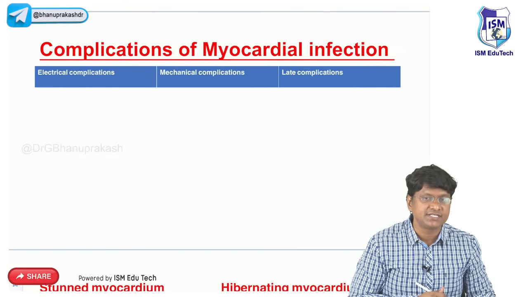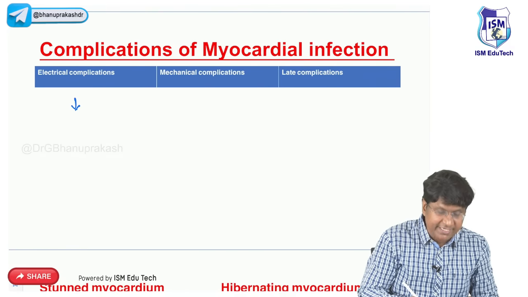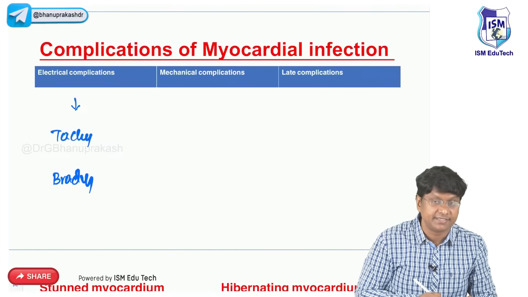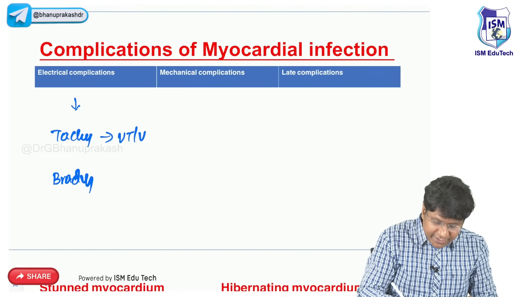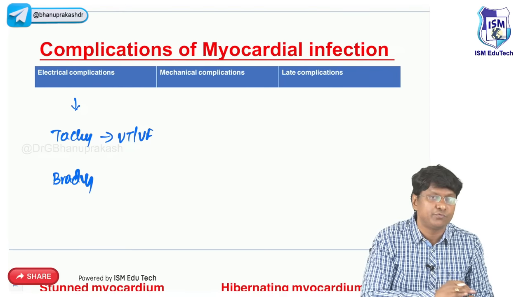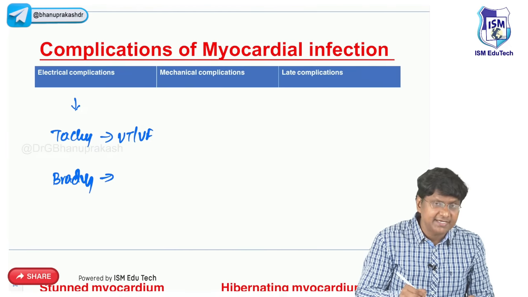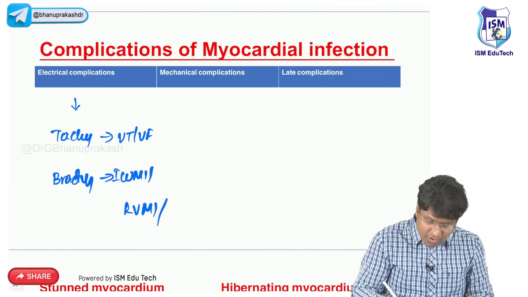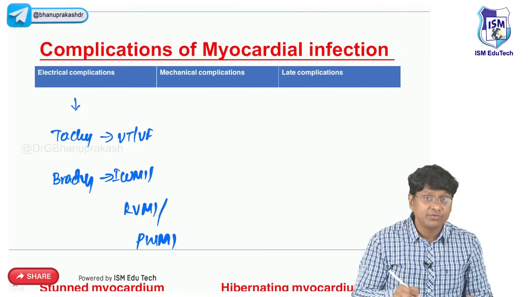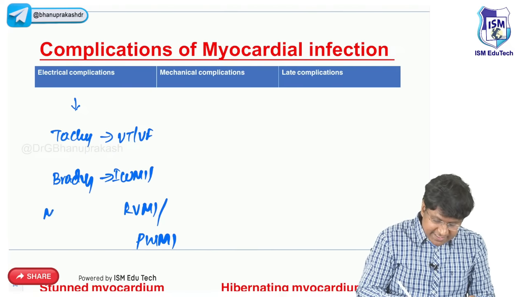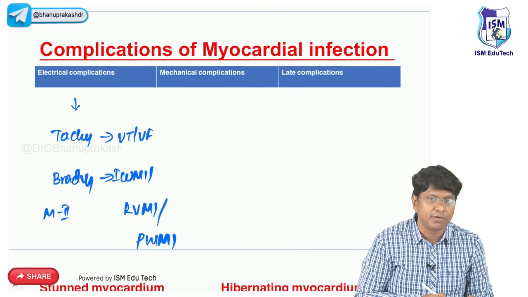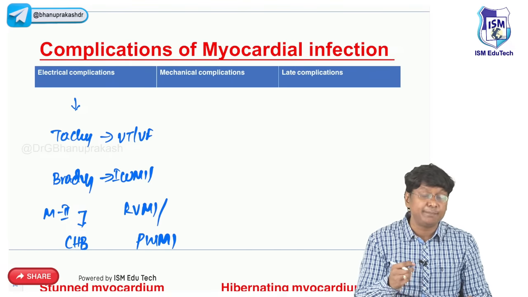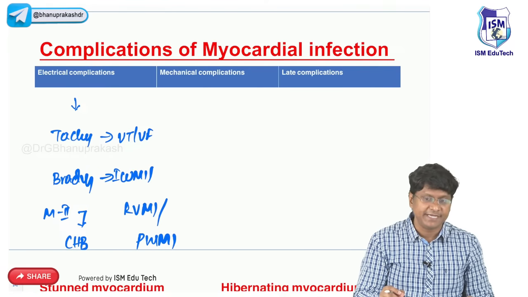Then what are the complications in myocardial infarction? The electrical complications: either there can be tachyarrhythmias or there can be development of bradyarrhythmias. Tachyarrhythmias include VT or VF, which are very common within 24 to 48 hours of development of MI. And bradyarrhythmias are very common in patients with inferior wall MI, right ventricular MI or posterior wall MI. These bradyarrhythmias include Mobitz type 2 AV block, which is the most common form of bradyarrhythmia. And this can progress to complete heart block, where they require temporary pacemaker insertion.